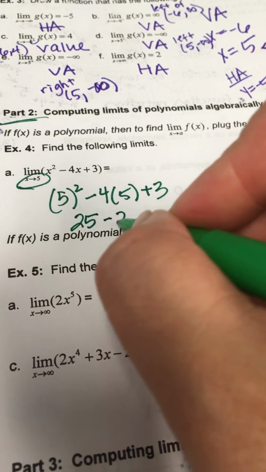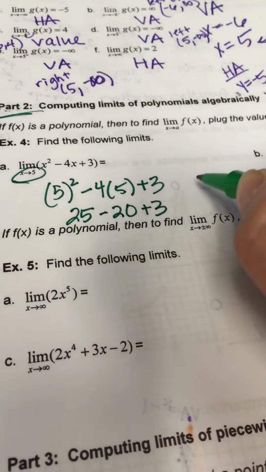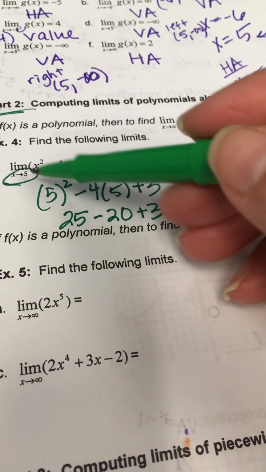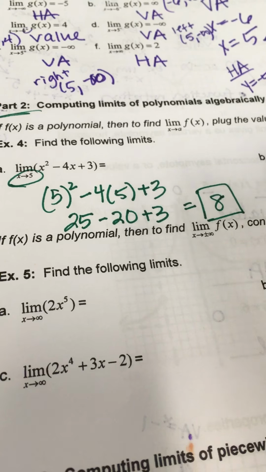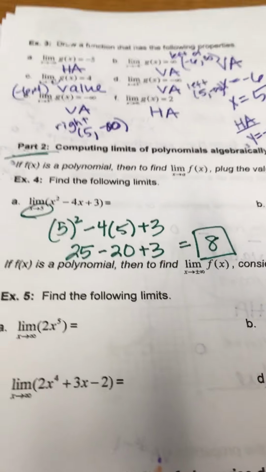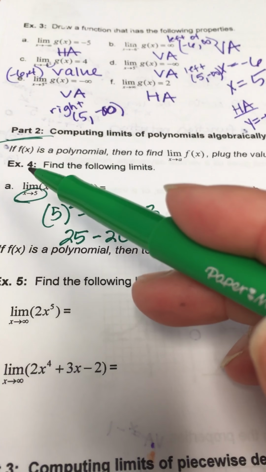So take the 5, plug it in. So you get 25 minus 20 plus 3, so you get 8. So for this graph, if we were to graph it as x is approaching 5, the y value would be approaching 8. So some of it is very straightforward. Of course, not all of it's going to be that nice, but some of it is.